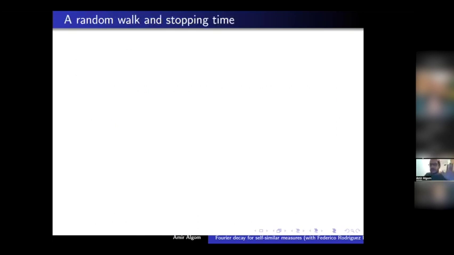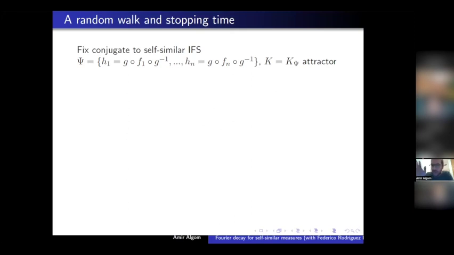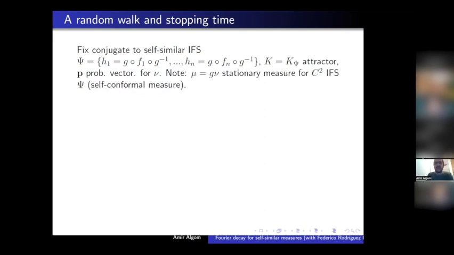And do forgive me for lying. I'll be lying a lot in this sketch, but I just want to convey the main ideas. So we fix a conjugate-to-linear, conjugate sub-similar IFS of this kind. K is my attractor. I fix a correlative vector P for my measure. And we do note that the push-forward measure in this situation will be a self-conformal measure for the C2 IFS psi. Actually, this whole thing works for all C2 IFSs, but I didn't want to introduce more notation. So from here on, you can just assume psi is C2, and that will be fine.